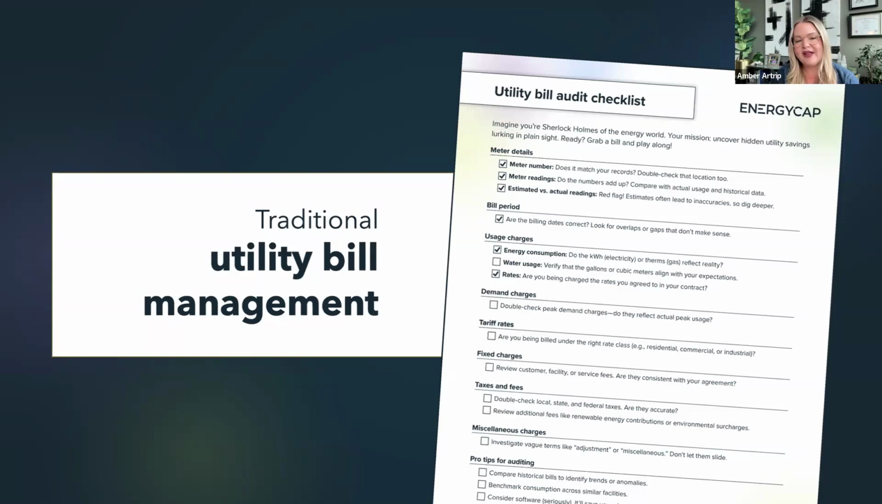But we created this because these are all the checks that we are doing in EnergyCap today, but they're automated. So imagine, not only do you not have to deal with getting the data into the spreadsheet, but all of these checks and audits are happening for you on the back end automatically, saving you a ton of time and elevating opportunities for savings in your utility bill data.